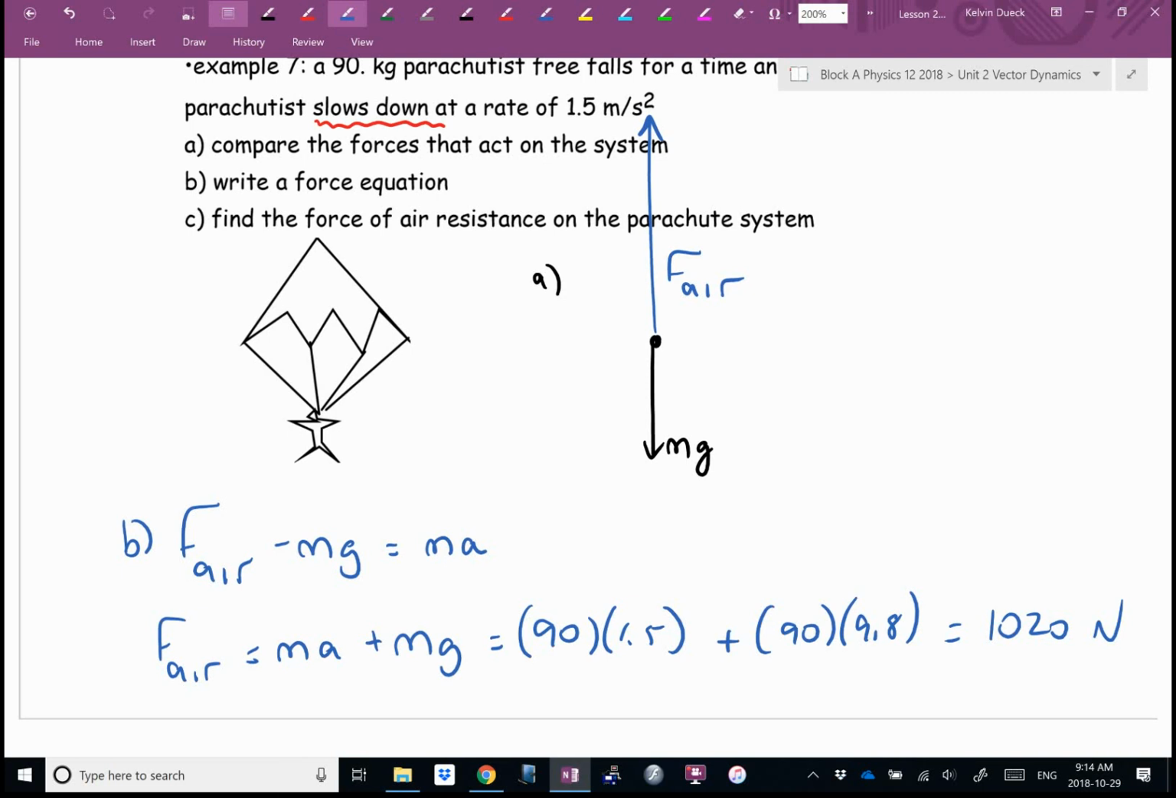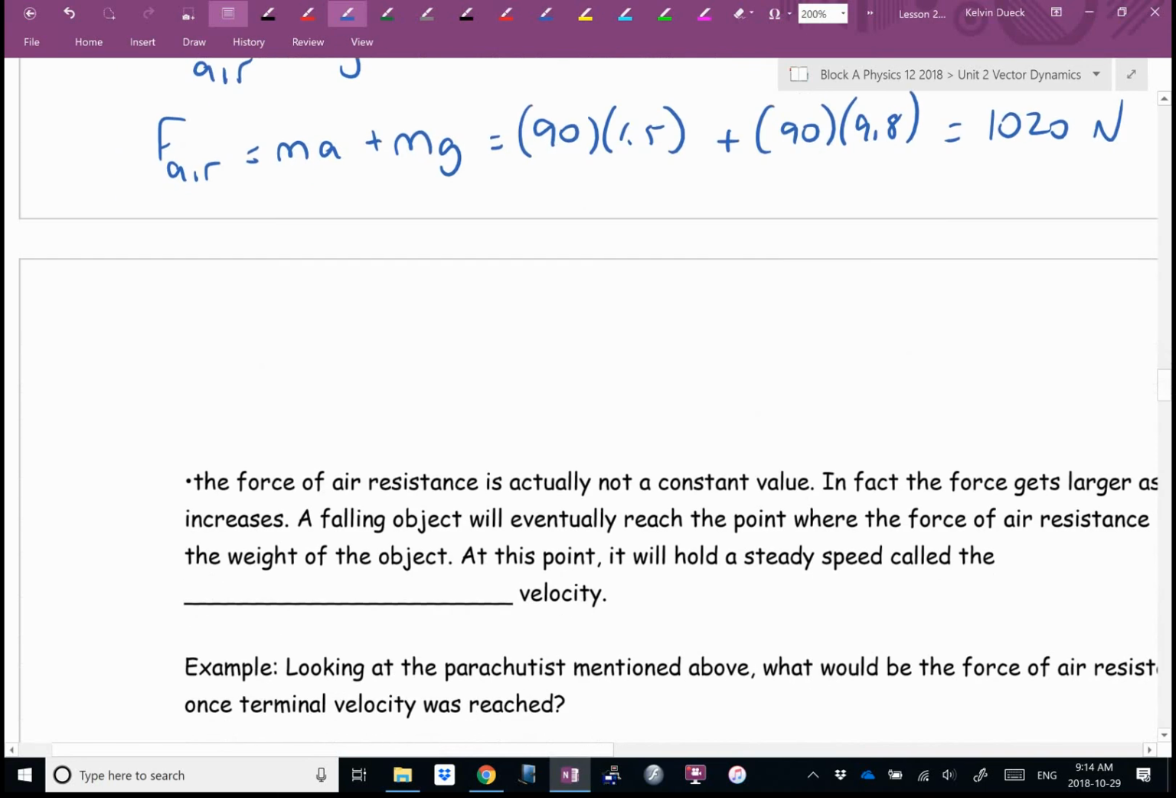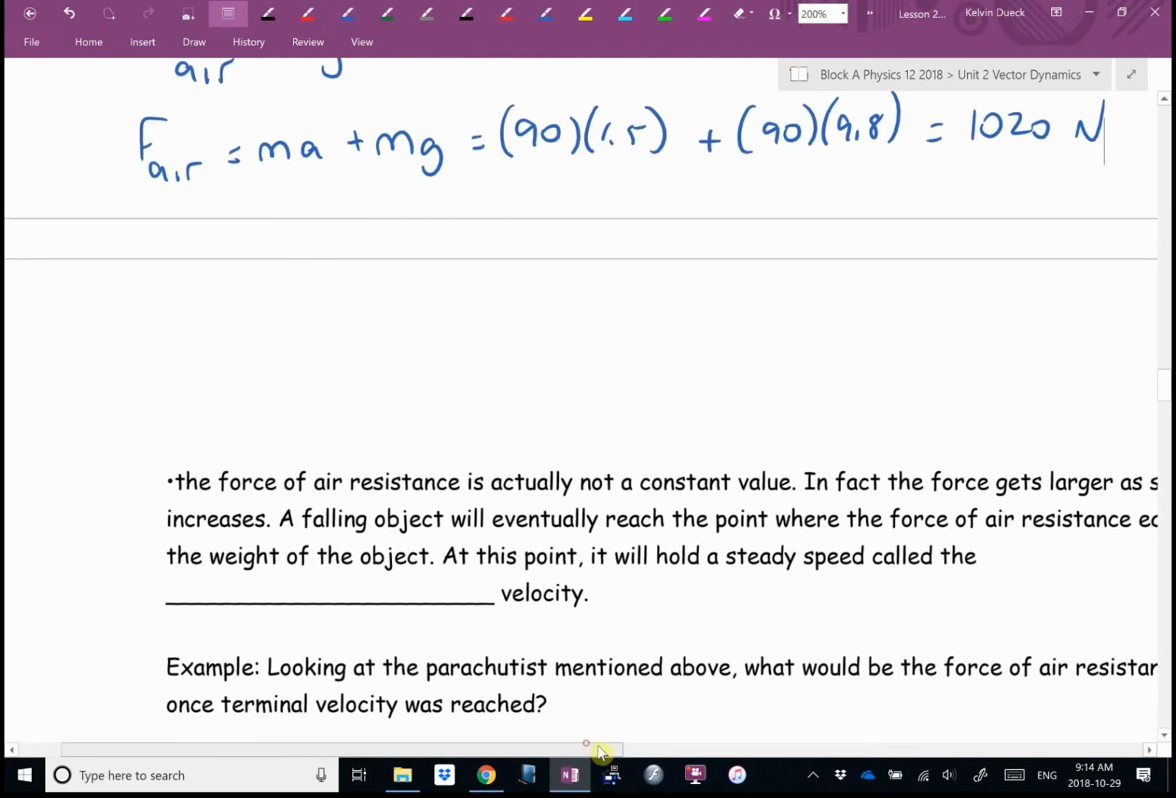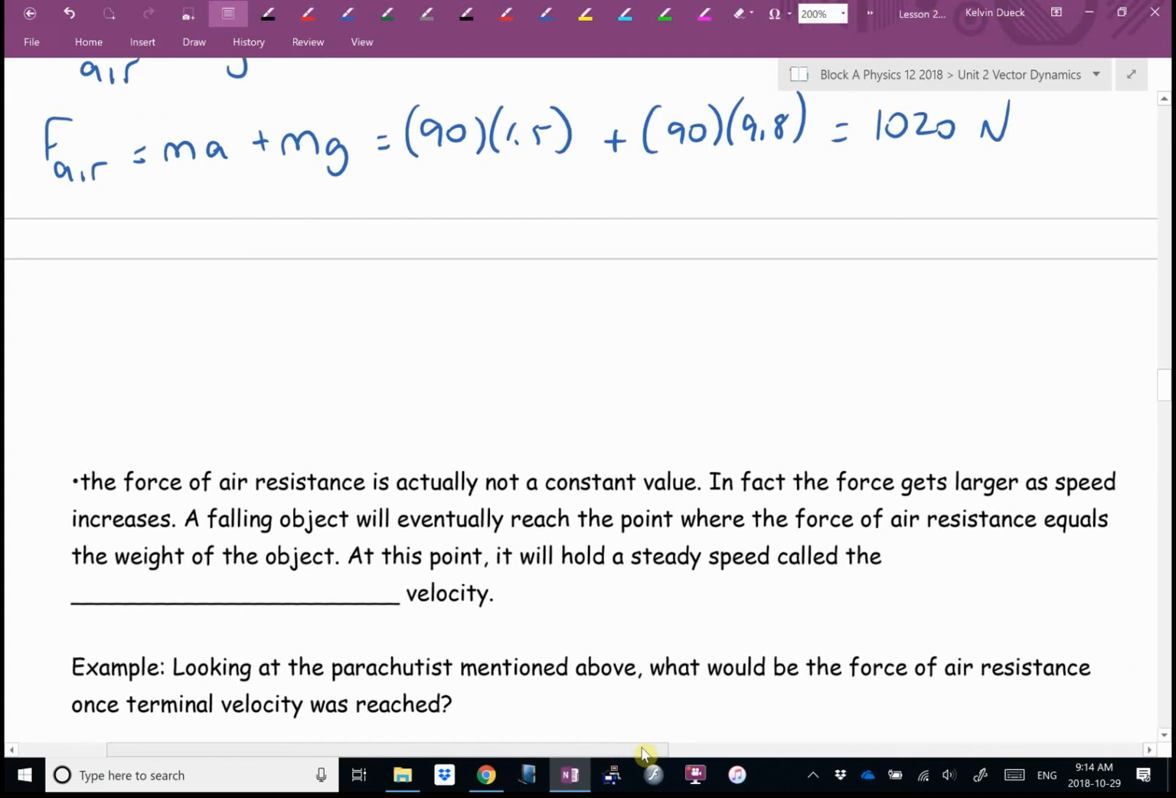Now, the reason air resistance is so tricky is that it's not a constant value. It gets larger as speed increases. You may have tried this if you're a passenger in the back seat of a car: put your hand out of the window on a nice sunny day, then tilt it sideways, and you'll notice the force changes. It depends on the cross-sectional area and how fast you're going.